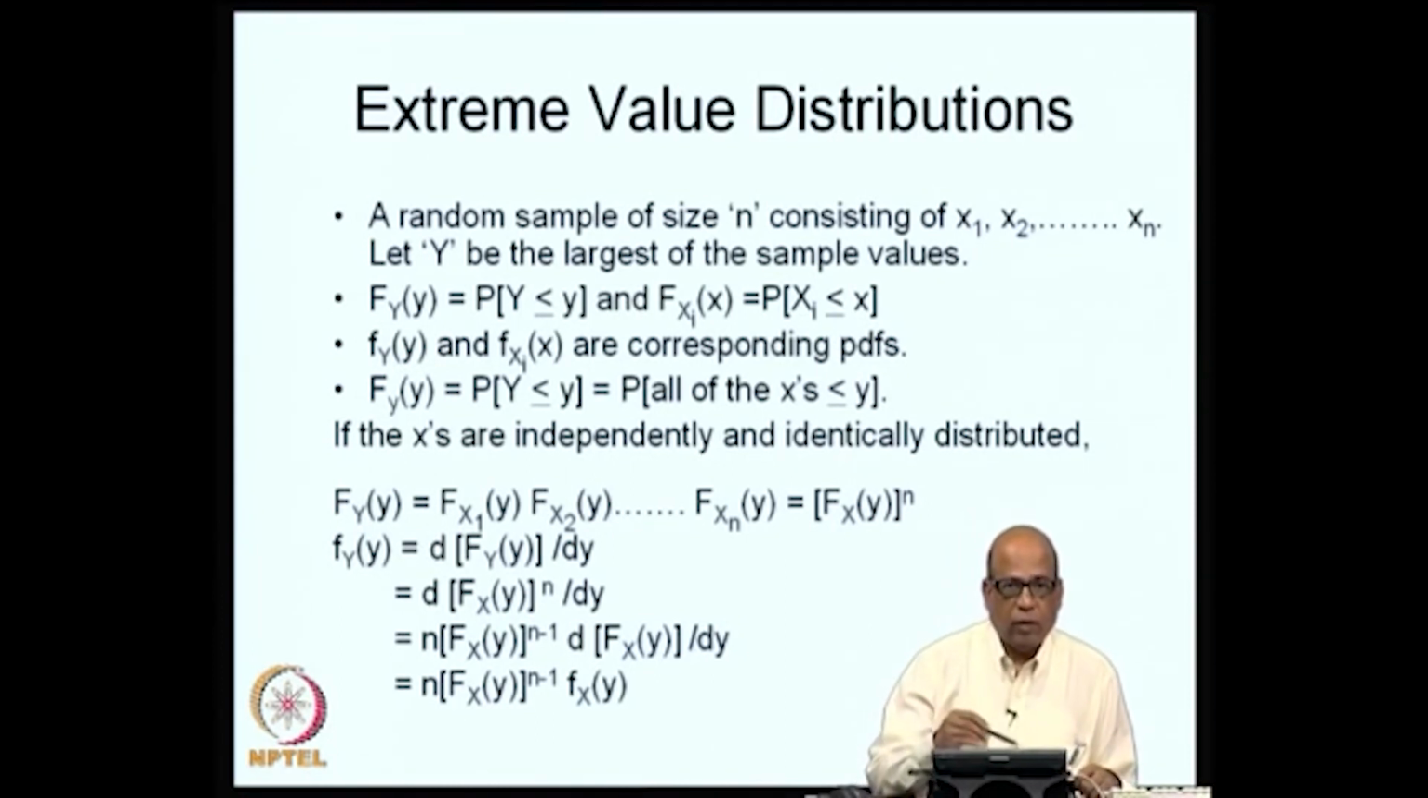Because y is the largest value, the maximum value in this sample, and we are saying y is less than or equal to this small value y here, what does that mean? Because y is the highest value, each of these values x 1, x 2, x 3, etcetera x n should be less than or equal to that value, and therefore we write the probability of y being less than or equal to y. It implies the probability of all of the x i's being less than or equal to y. So, x 1 is less than or equal to y, x 2 is less than or equal to y, etcetera.